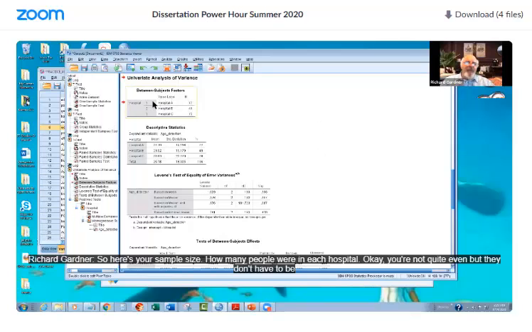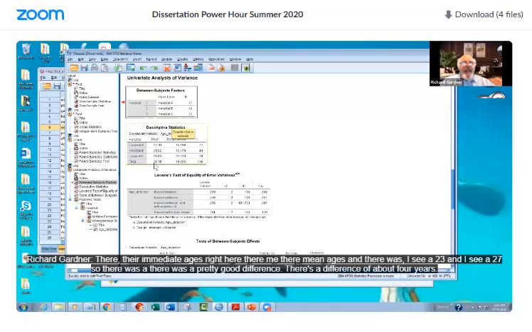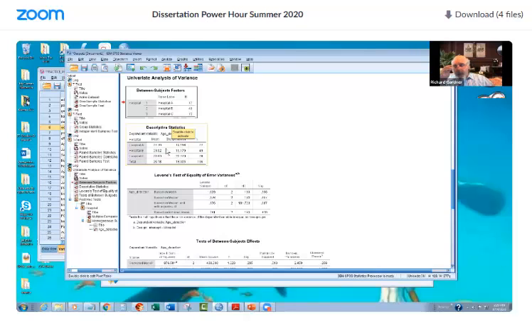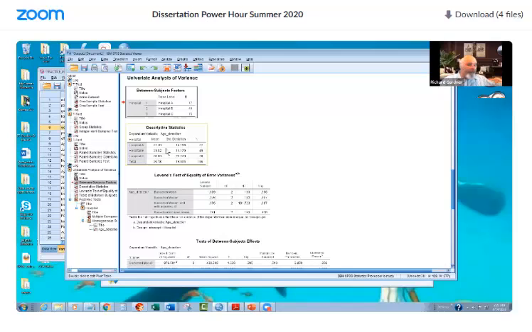So here's your sample size. How many people were in each hospital? Okay. They're not quite even, but they don't have to be. Here are their mean ages, and I see a 23 and I see a 27. So there was a pretty good difference. There's a difference of about 4 years. And when I teach this class, I always tell people to try to gauge that right off the bat, so you don't get surprised when you read the output.